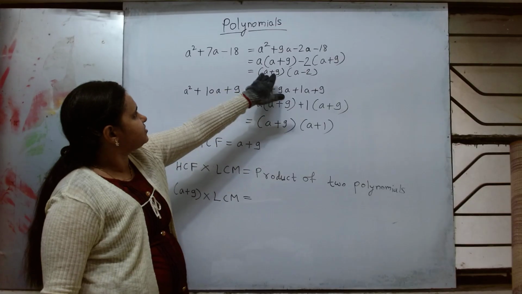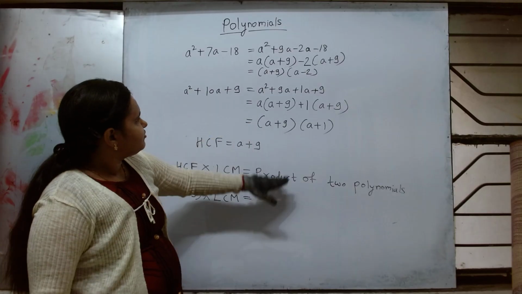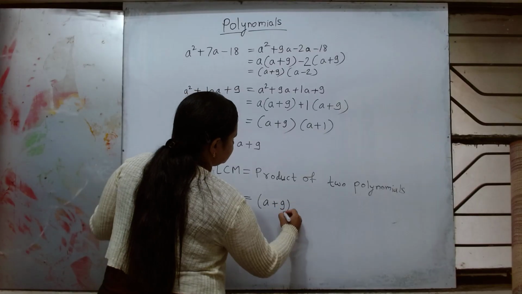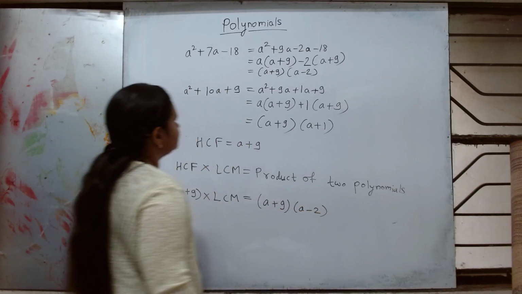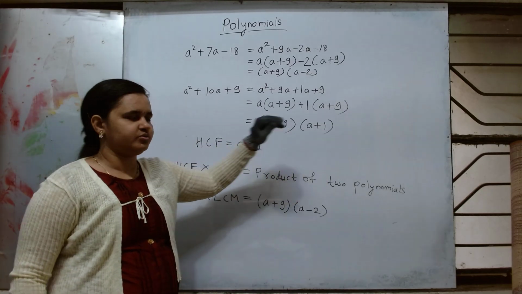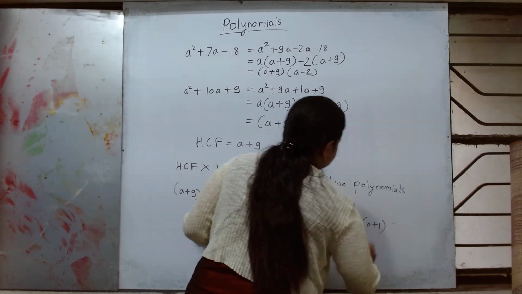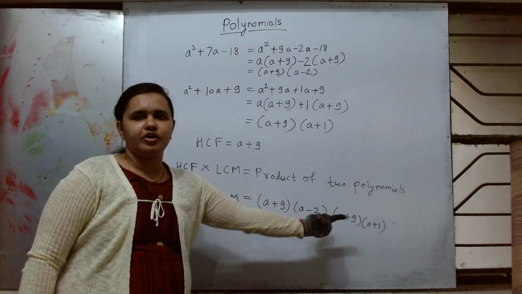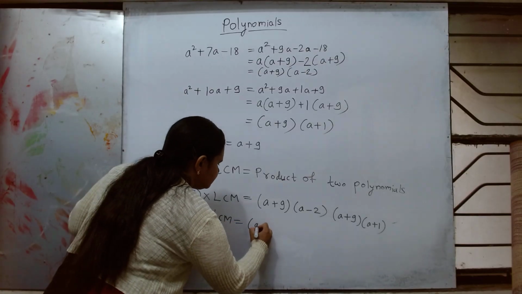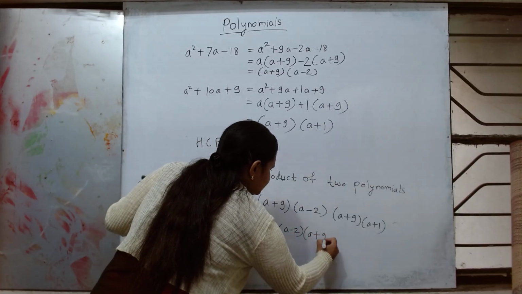We have found the factors of these two polynomials, so we will directly write the factors. First factor is a plus 9 into a minus 2. Again, the factors of the second polynomial are a plus 9, a plus 1. So this is the factored product of two polynomials. Now LCM is equal to, we will again write it as it is, a plus 9, a minus 2, a plus 9, a plus 1.